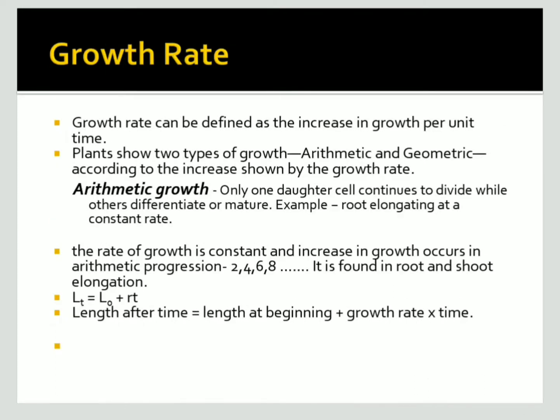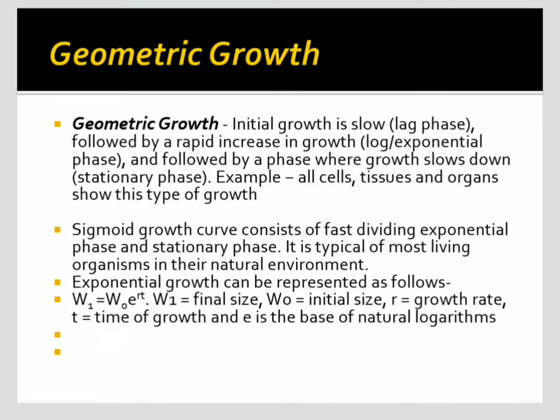Next, growth rate. It is defined as the increase in growth per unit time. To measure that, we use this. Plants show two types of growth, arithmetic and geometric, according to the increase shown by the growth rate. Arithmetic growth is constant, and the increase in growth occurs in arithmetic progression. Only one daughter cell continues to divide while the other differentiates. Like this it continues.